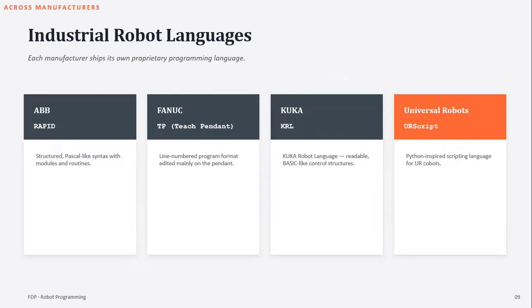So what are the common programming languages used in robots? Different robot manufacturers use different programming languages. Say ABB uses RAPID, Fanuc uses TP programming, KUKA uses KUKA Robot Language, and Universal Robots uses URScript. Although the syntax may differ slightly, the basic programming concepts remain similar across all industrial robots.